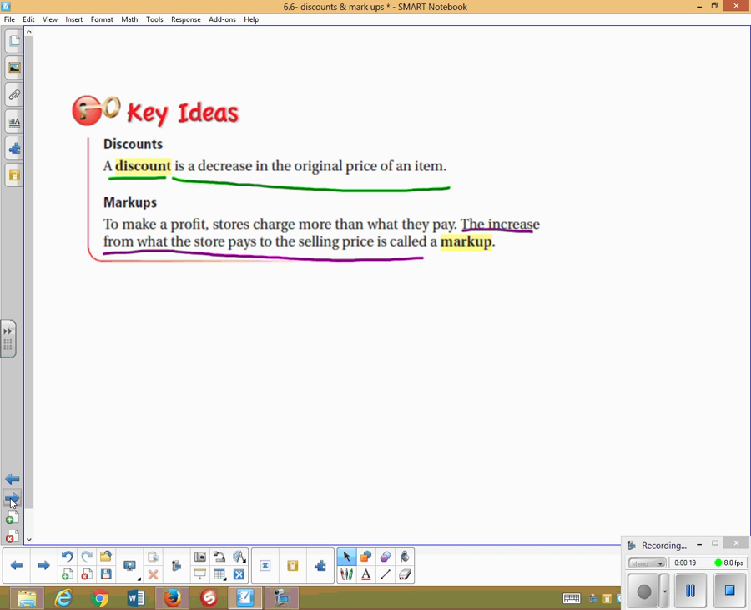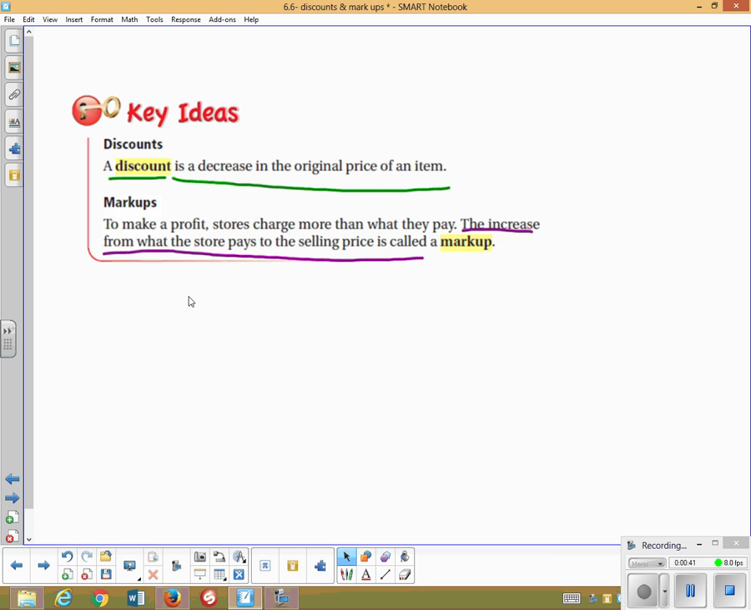So we're going to talk about two things today. We're going to talk about discounts and a markup. What is a discount? A discount is basically when you have the original price of something. So let's say you bought a shirt that's $20, but now you have a discount. It could go down. A discount is the decrease in the original price of an item. So go ahead and write this word and what I underlined in green.